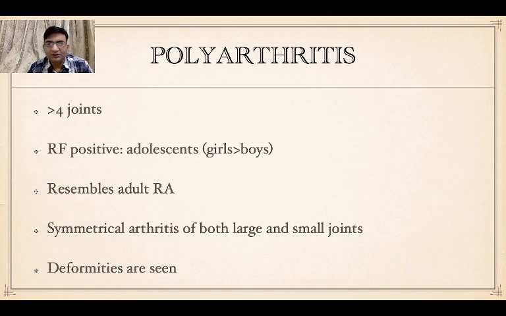According to the classification criteria, more than 4 joints are involved. But again, I would say more than number, it is the pattern that is more important. RF positive polyarthritis again is more common in girls, however, in adolescents, unlike oligoarthritis. It resembles the adult rheumatoid arthritis that we see, symmetrical arthritis of both large and small joints. So symmetry is very important for rheumatoid factor positive polyarthritis.